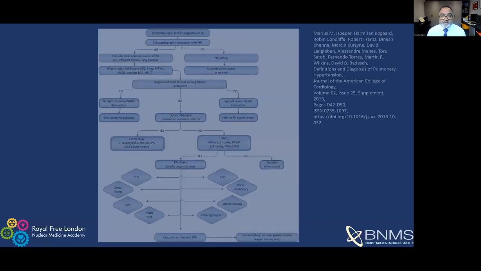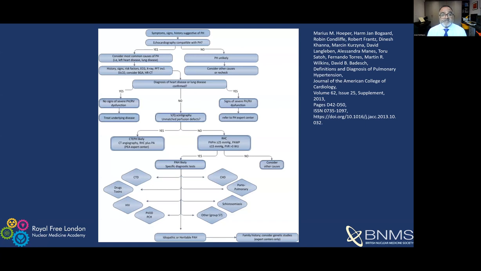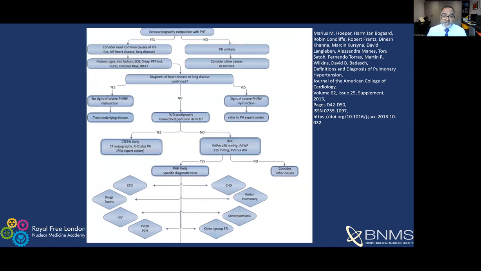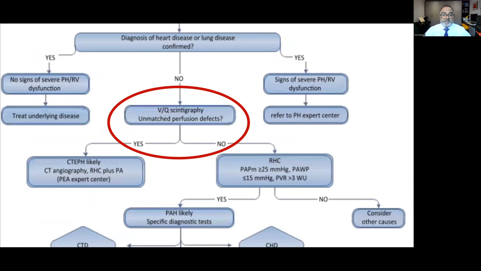So how do we use VQ scanning in the diagnostic algorithm? Well, if you have a patient who has suggestion of pulmonary hypertension, often that's from an echo where there's suggestion of raised right ventricular pressure or raised pulmonary artery pressure. Then we will look for other, more common causes of pulmonary hypertension first of all, such as heart disease and parenchymal lung disease. If we don't have any other evidence for heart disease or parenchymal lung disease, then that's where the VQ scan comes in.